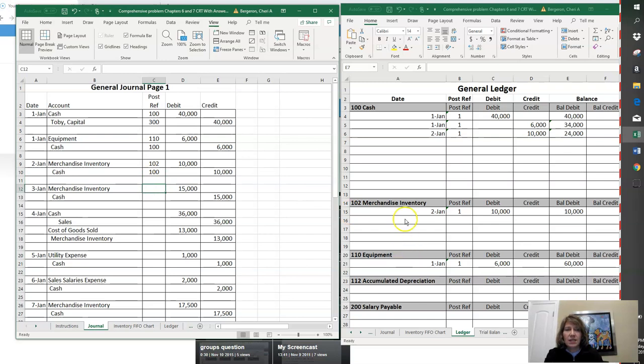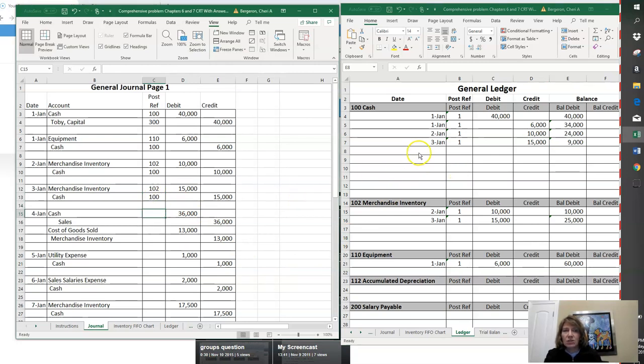Merchandise inventory is next. That is on January the 3rd. And it came from page 1, and I debited it for $15,000. A debit and a debit we add. So my new balance is $25,000. That went to account number 102. Next, I post cash. Cash was on January the 3rd. From page 1, I credited it for $15,000, a debit and a credit, so I subtract, and my new balance is $9,000. All right, and that went to account number 100.